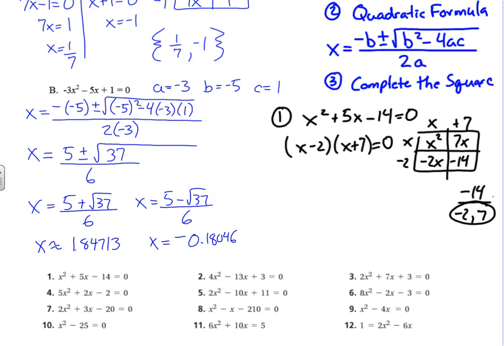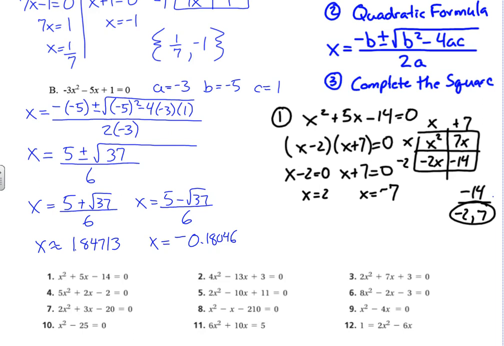It doesn't matter which order you go. If you wanted to do x plus 7 first, then the x minus 2, that's fine, because they're being multiplied together, we can switch the order. So we set them both equal to 0, so x would be 2, or x would be negative 7.